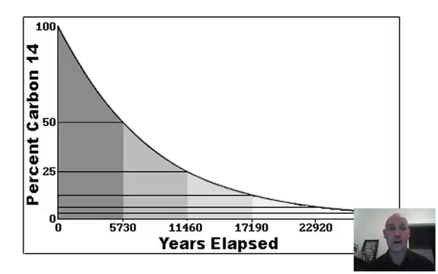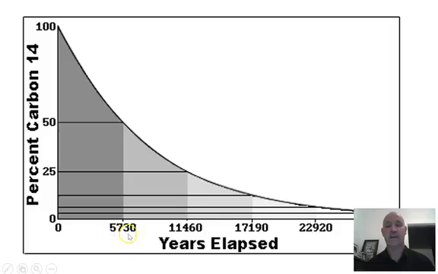Once the organism dies, it no longer takes in more carbon-14. So after that period of time, the carbon-14 nuclei within the organism are just going to decay and decay and decay until there's none left. So scientists are able to take a sample of it and put it through a machine to determine how much carbon-14 remains.